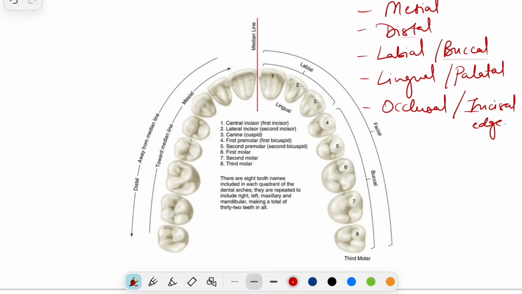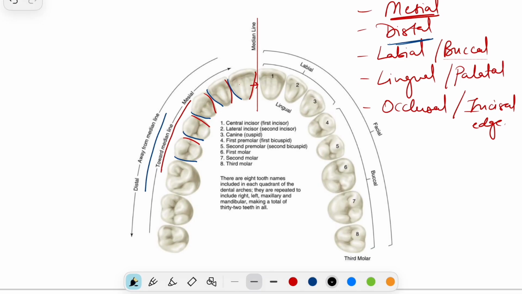Okay, so the mesial surface, one by one. The mesial surface is the one that's towards the midline. So this surface will be your mesial surface, the one that's towards the midline. Then we have our distal surface. The distal surface is the one that's away from the midline. So this one is away from the midline. That is your distal surface.